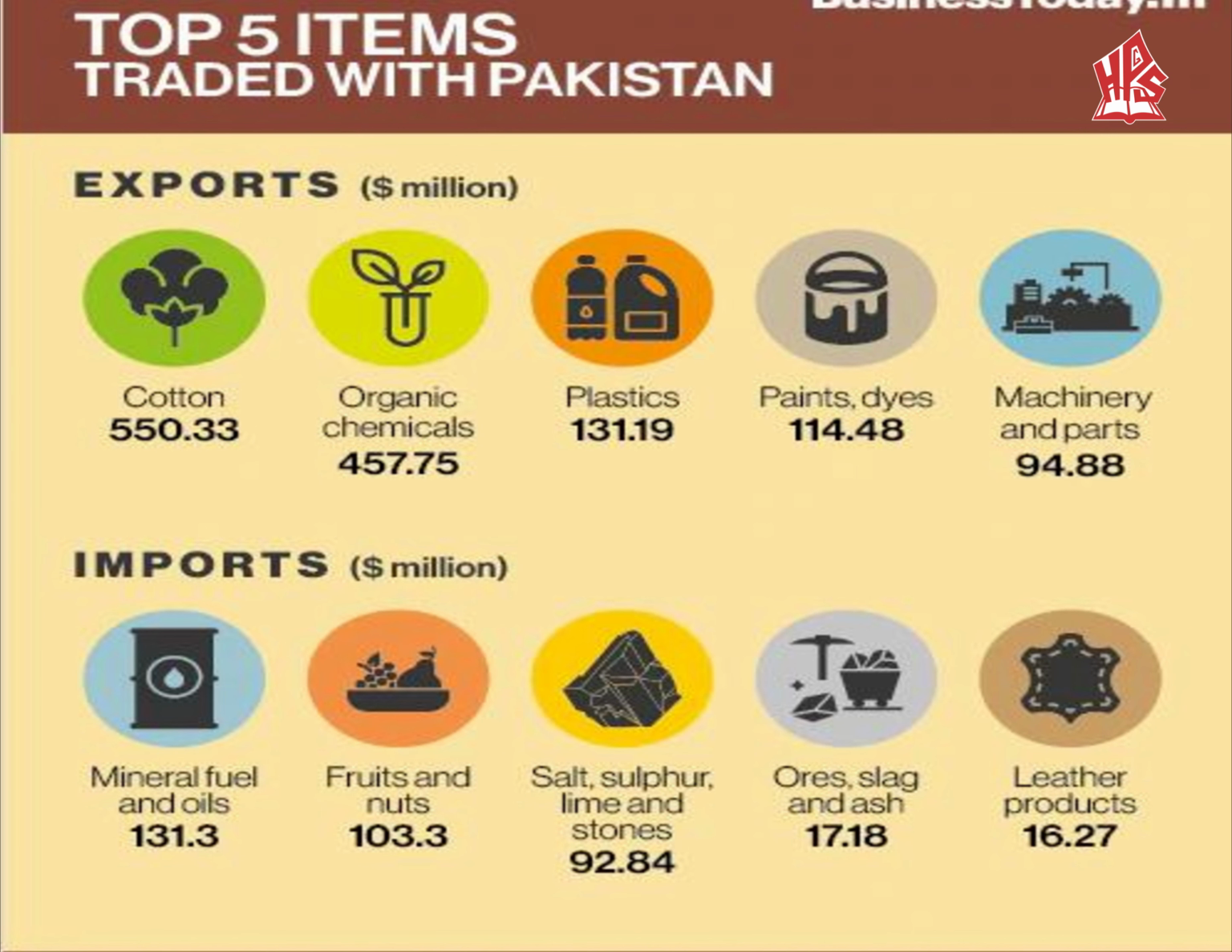Here you go. The top 5 items traded with Pakistan. When we talk about exports: coal and organic chemicals, plastics, paints, and some machinery. And when we talk about imports, most of the time we import mineral oil from other parts of the world because we are not an oil producing country. Fruits and nuts, when we have a shortage or the goods we are unable to produce, that's why we import them. Salt, sulfur, limestones, ores, slag, leather products, there are many more. It depends upon the demand and the shortage.